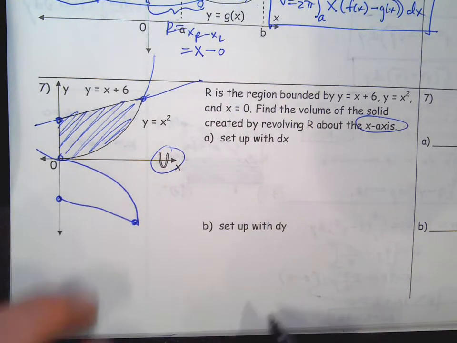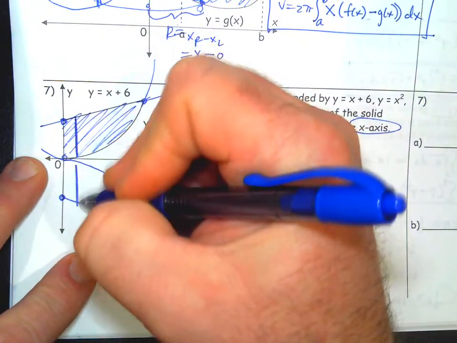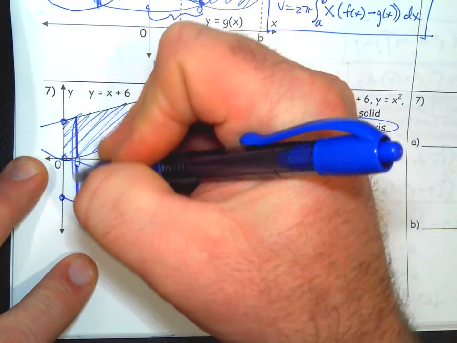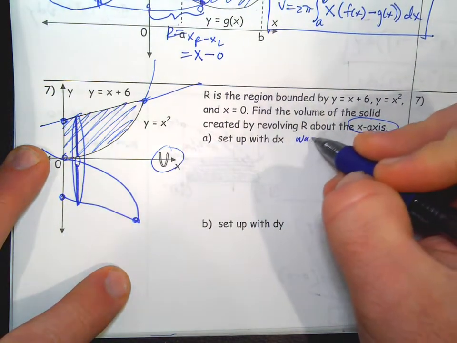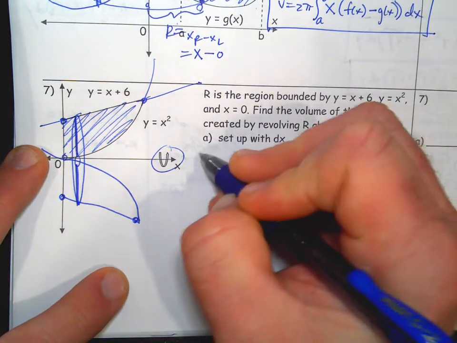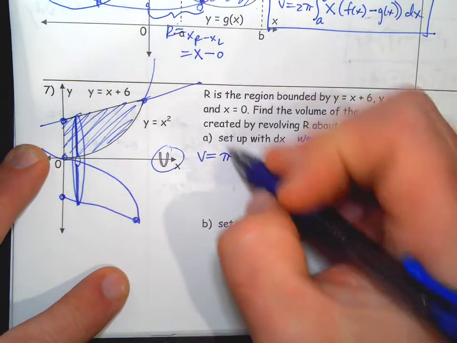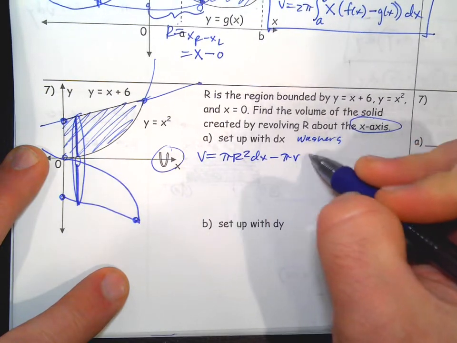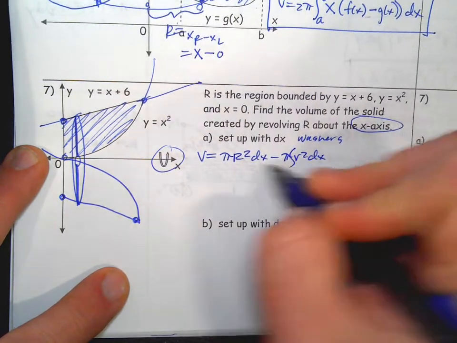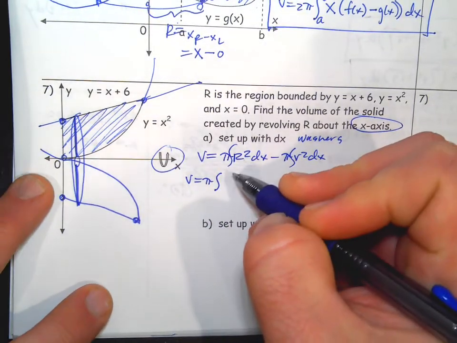Part A, we're going to do dx. So dx is going to be vertical slices, which are going to be perpendicular to the axis of rotation, which means they are going to be washers this time. So a washer is a disk. It's a circle times the thickness, pi r squared dx, minus a smaller one missing from the center. We go in the x direction.